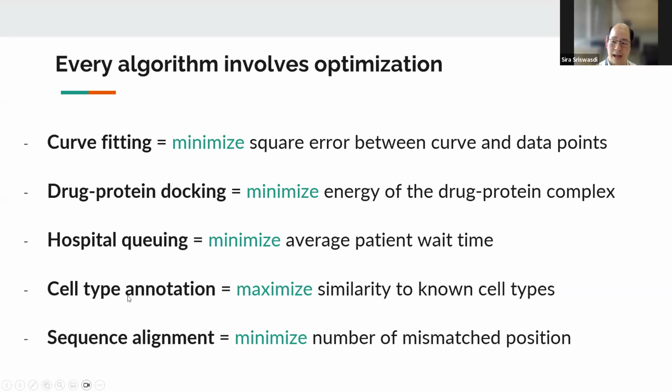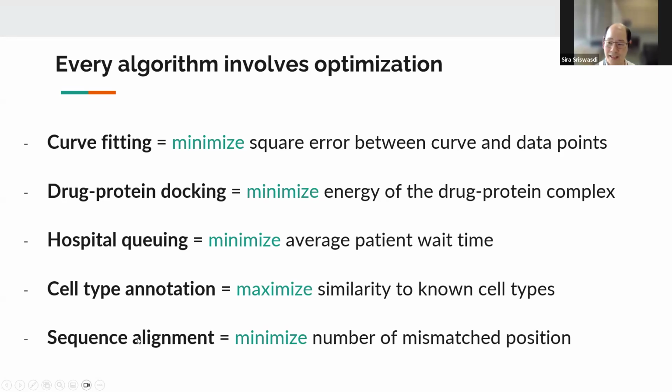If you want to annotate cell type, like you get transcriptomic data, gene expression data, and you want to annotate the cell type, that means you want to select the cell type that is most similar to the gene expression pattern that you observe. So you are maximizing similarity to known cell type.